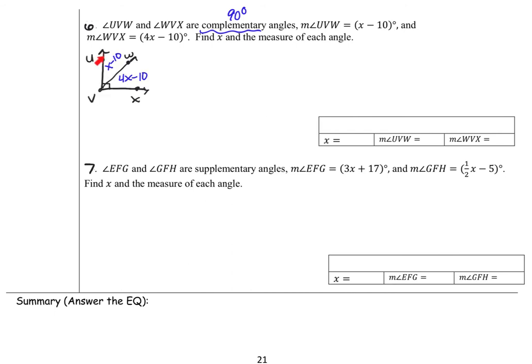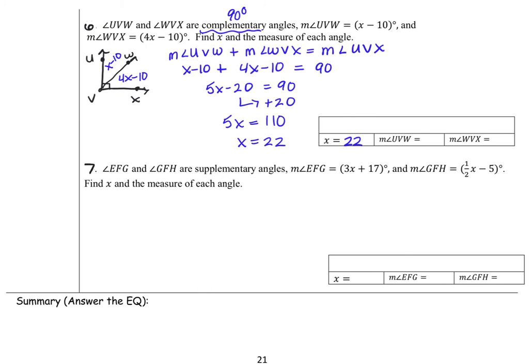Okay, I've drawn a quick sketch of the problem. So I have UVW as complementary to WVX, and they're complementary noted here with my 90-degree angle. And then UVW is x minus 10, so let's put that right there. And WVX is 4x minus 10, so I put that there. So go ahead, solve this problem. Make sure you write your angle addition statement. You're finding the measurement of angle x. You're finding UVW and the measurement of WVX.